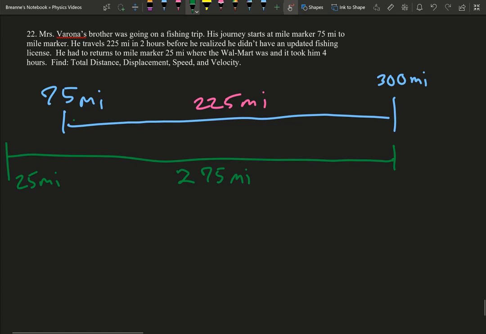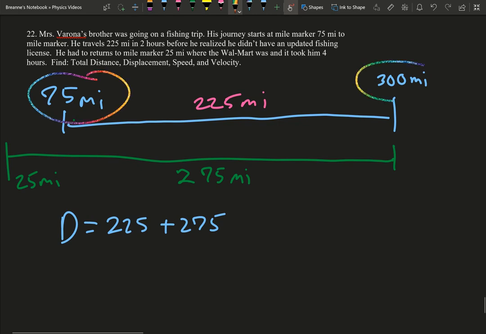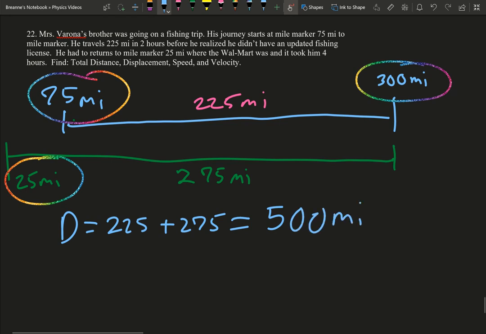Now, total distance. Total distance, you just add up what you went. So it would just be 225 plus 275. You do not add the mile markers. Those are just placements. You only add the total distance he traveled. So it'd just be 225 plus 275, and that gives you a total of 500 miles.